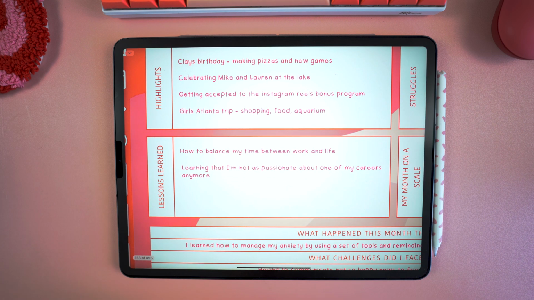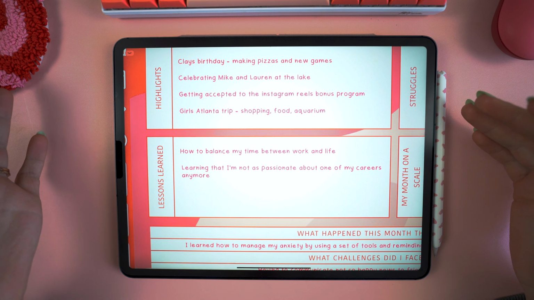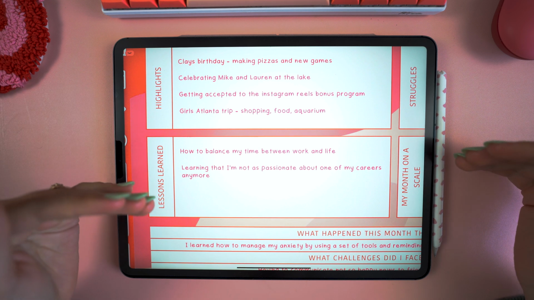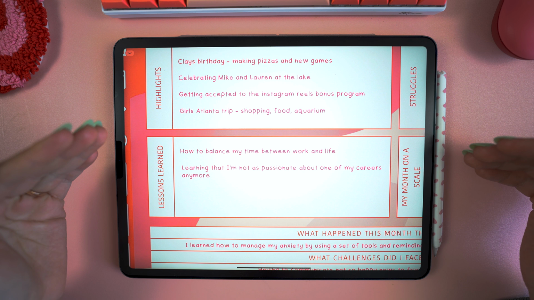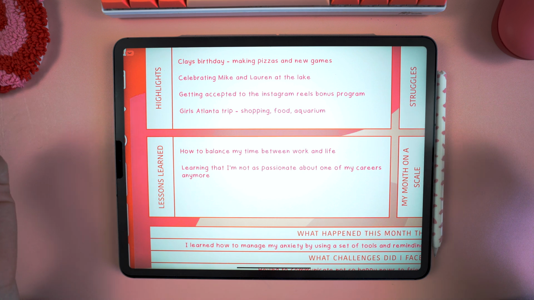Some good lessons that I did learn though was how to balance my time between work and life, and understanding that it's okay to have that downtime, and it's okay to be lazy, and it's okay to not constantly be working on something and doing something, and having that good work-life balance.